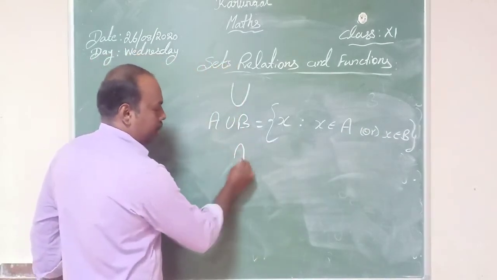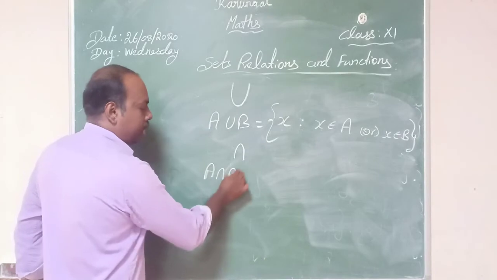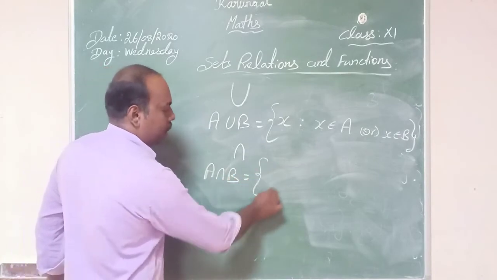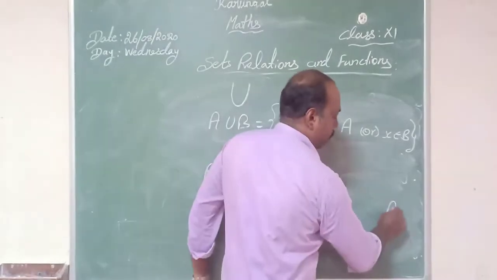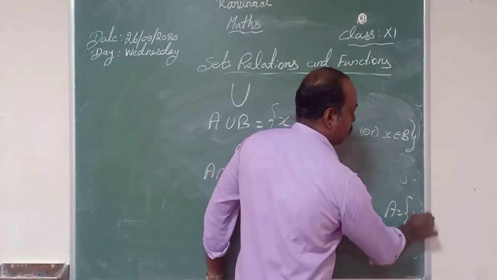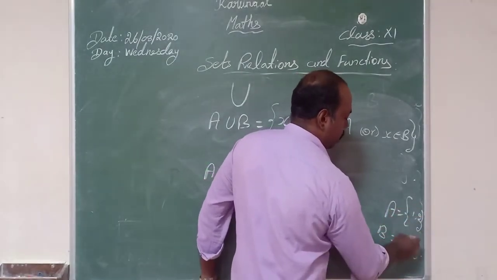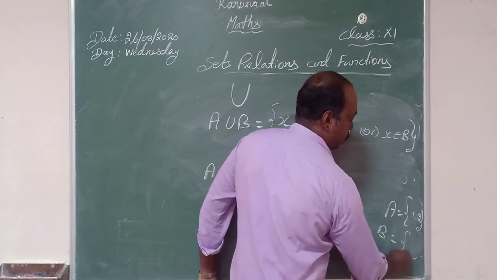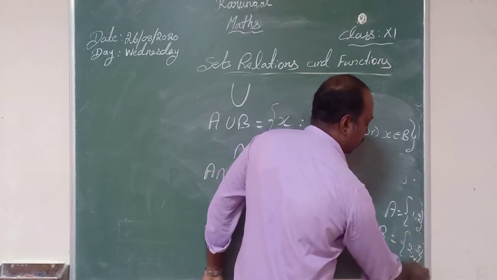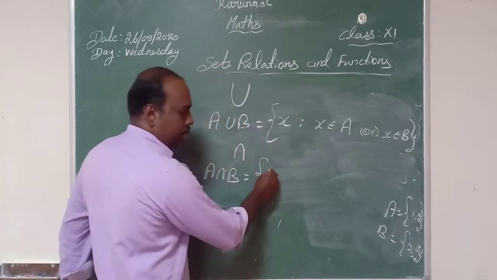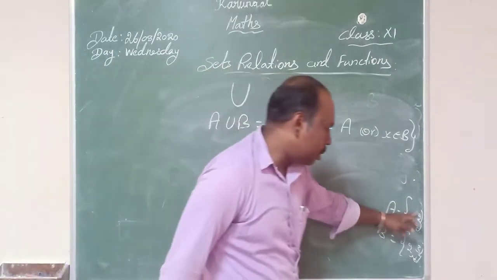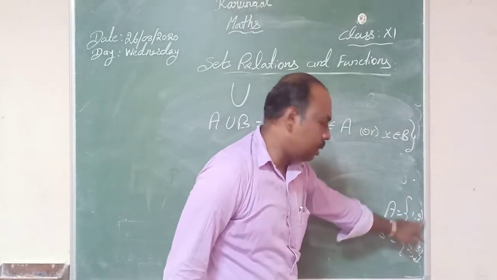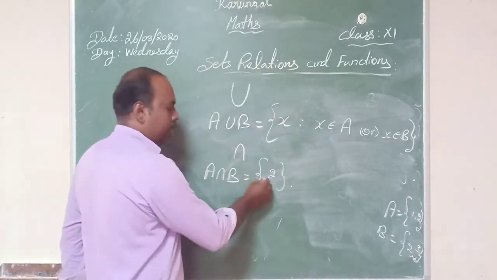Then intersection. A intersection B equal to the set of all. For example, A equal to 1, 2. Then B equal to 2, 3. So what is A intersection B? 2. Am I right? A intersection B is the common element. Those sets having common elements, that is 2 is the element. So A intersection B equal to 2.